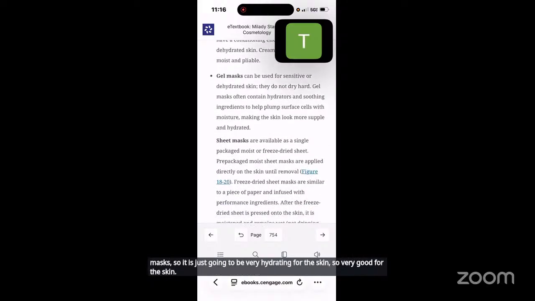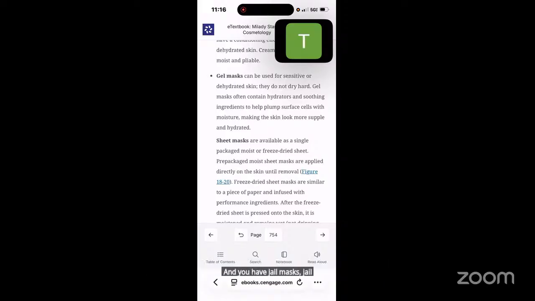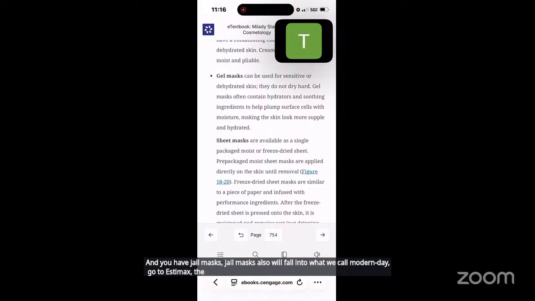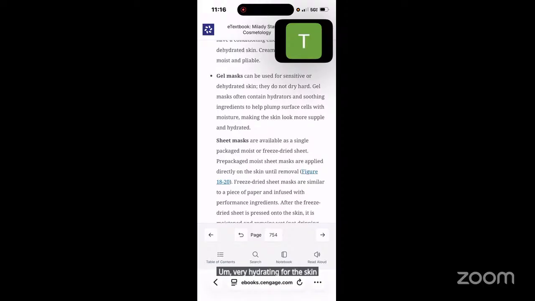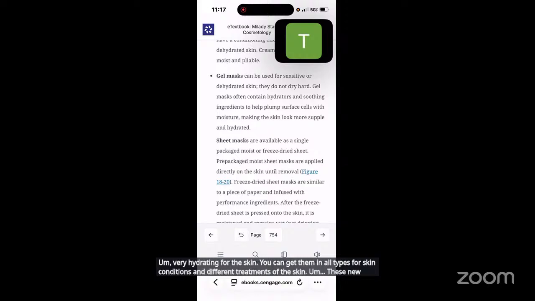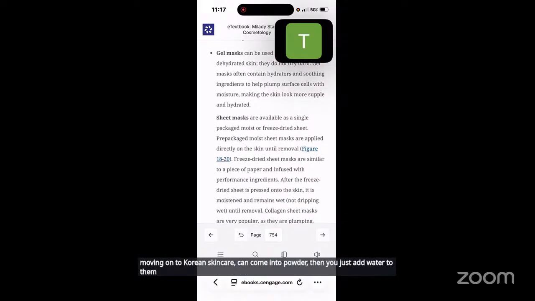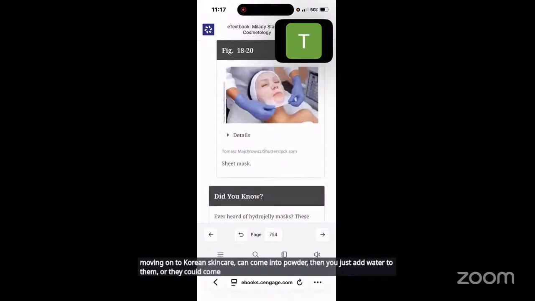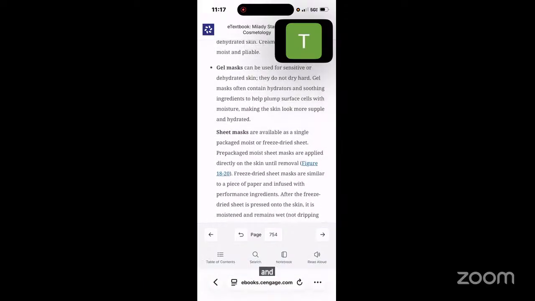Then you have gel masks. Gel masks also fall into what we call the modern day go-to, Estamax, the jelly mask. Very hydrating for the skin. You can get them in all types for skin conditions and different treatments of the skin. These new masks, even moving on to Korean skincare, can come in powder, then you just add water to them, or they could come in sheet as well.